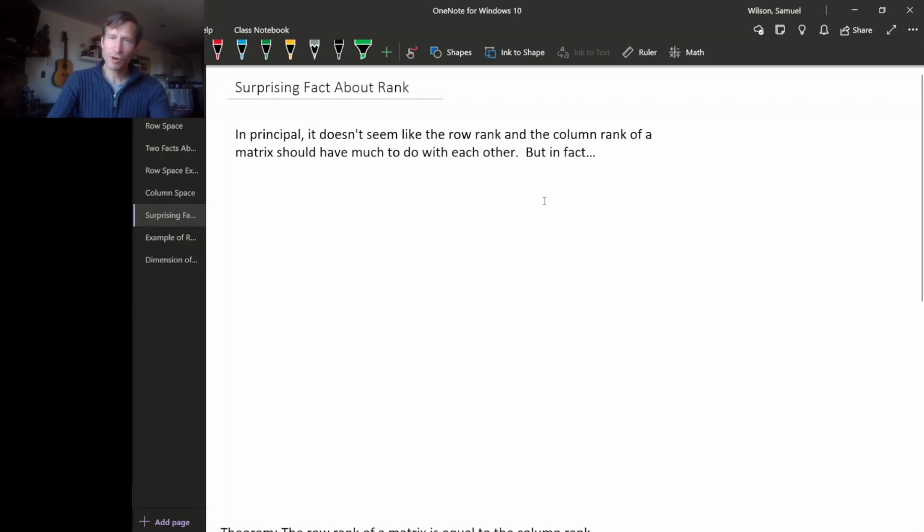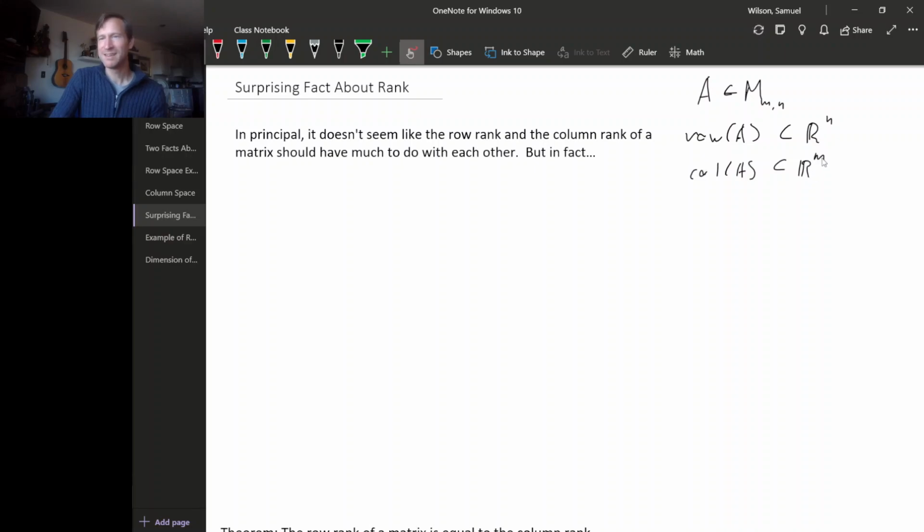So we've defined row rank to be the dimension of the row space, and we've defined column rank to be the dimension of the column space. And it seems like those two should have nothing to do with each other. I mean, we've seen that if you have a matrix that's M by N, the row space of the matrix is a subspace in Rn, and the column space of the matrix is a subspace in Rm. So these subspaces live in different Euclidean spaces, so it doesn't seem like there's any reason why they should have the same dimension, right?